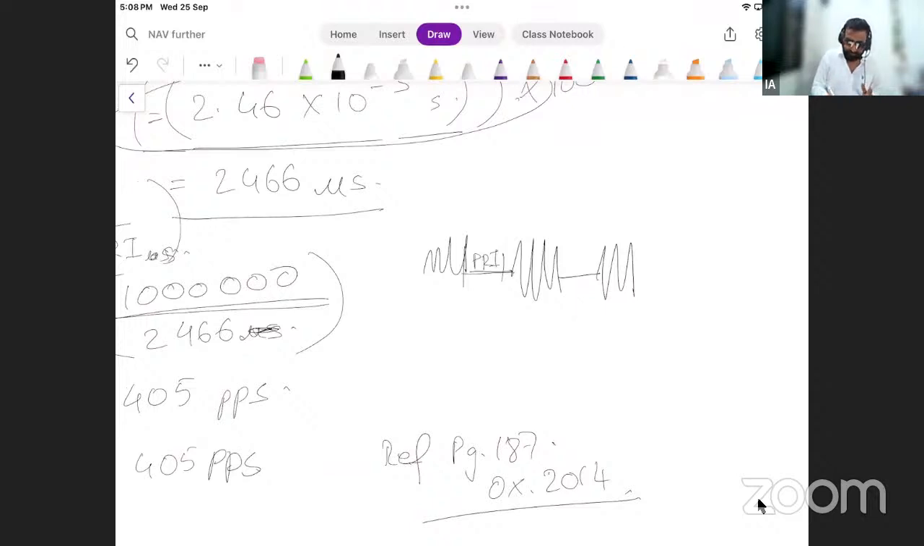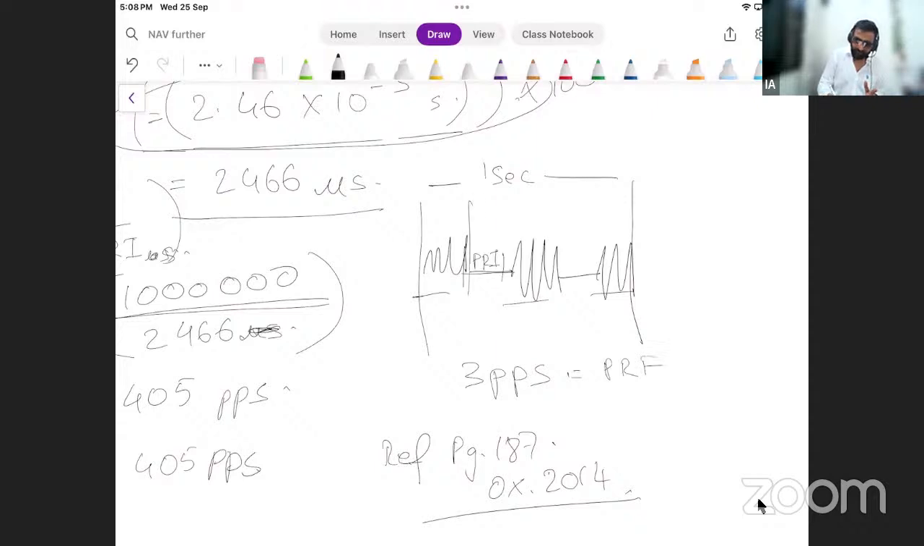And PRF is, let's say, if this many pulses you have sent in 1 second, the time frame gone being 1 second, so your PPS here will be how many pulses per second? 3 pulses per second. This is the meaning of PRF. This is one pulse. Okay. And in 1 second, if I have only 3 pulses, then I'll say my PRF is 3 PPS. This is just hypothetical, easy to understand.